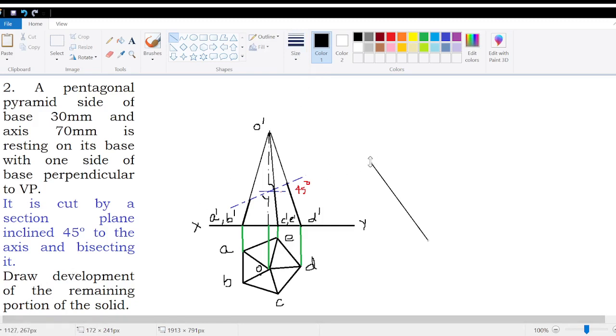So I've drawn a line whose length is equal to OA. So I'll mark it as OA. For the development, we are using capital letters for naming. So OA. You can start with any corner. So I'm starting with OA.